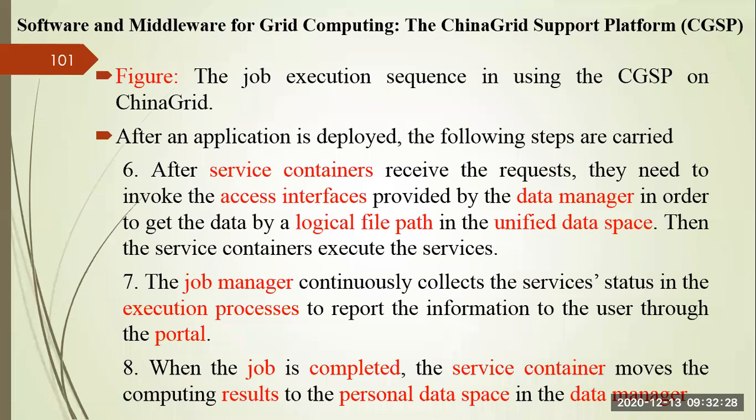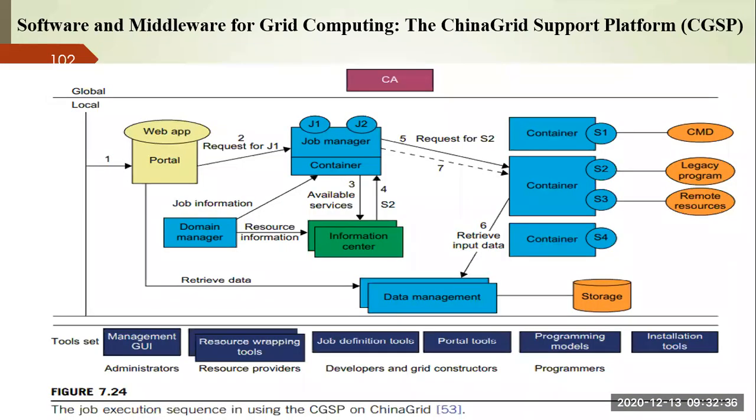So when the job is completed, the service container moves the computing result to the personal data space of the data manager, right? In the data manager's personal space, it will keep the data so that the user can extract the result from that place, right? So this is the process followed by CGSP in order to submit a particular job and execute that job in the entire system, right?